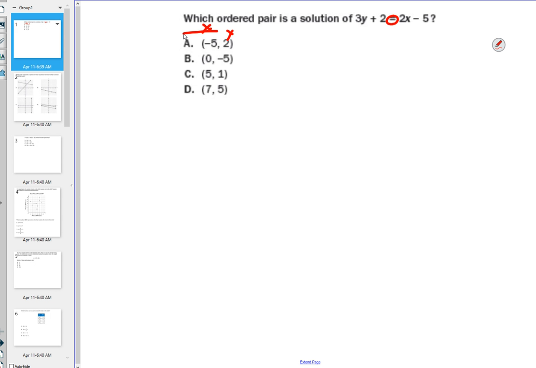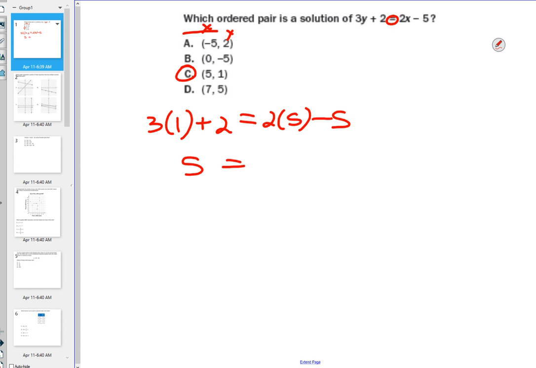It's C. If I plug in C, 3 times 1 plus 2 would have to be equal to 2 times 5 minus 5. 3 times 1 plus 2 is 5. 2 times 5 is 10, minus 5 is also 5. So that's the way it works out. There's no other way, that's just the way the problem was written. You have to go one by one and test each one out.